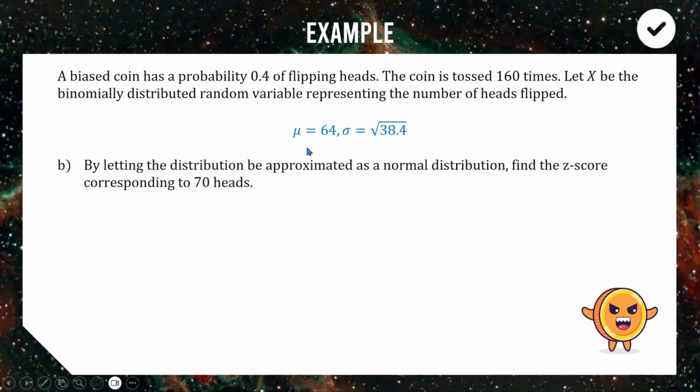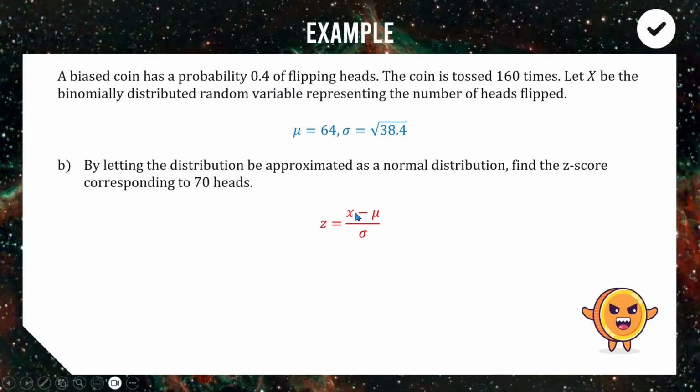Okay, so noting now that our mean is 64 and our standard deviation is the square root of our variance. By letting the distribution be approximated as a normal distribution, find the z-score corresponding to 70 heads. So we're turning a regular score of 70 into a standardized score, which is called a z-score. To do that, we use the z-score formula, which looks like this. Z-score is your original score, see how far away it is from the mean, and then divide that difference by your standard deviation.